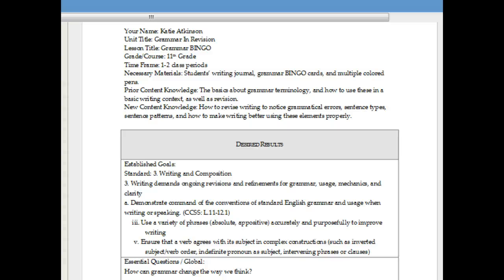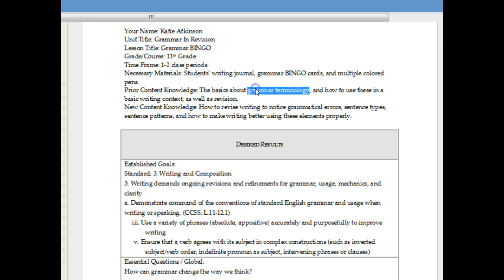Hi, Katie. So let's check out your grammar in revision lesson plan for 11th graders, grammar bingo. Prior content knowledge, right? So you're assuming that kids are going to know basics about grammar terminology and how to use these in a basic writing context as well as revision.